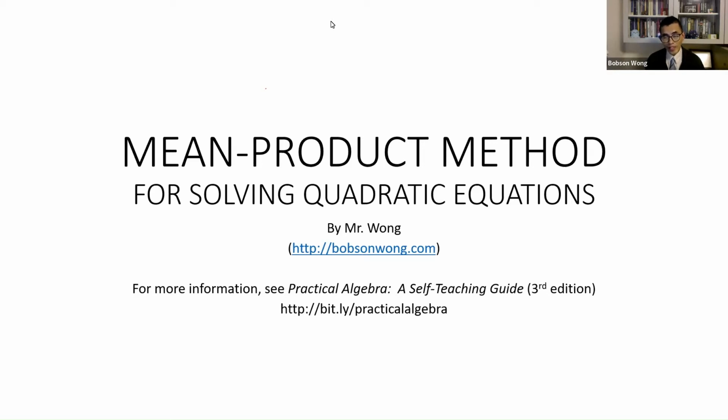However, the advantage of the mean product method is that it has a visual element, which I'll talk about in a little bit, that allows us to remember and visualize the steps involved in solving quadratic equations. And it also allows us to use all of our knowledge that we have about quadratic equations and parabolas in general to solve quadratic equations. So let's turn to an example here.